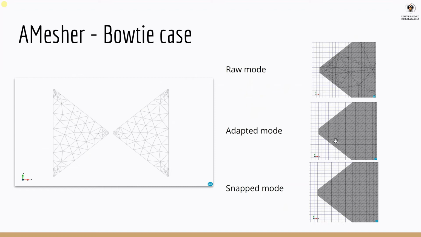edges. Here you can see the adapted mode, in which the geometry is very well preserved. The mesh is way simpler. There are fewer triangles, and there are no small FDTD edges.